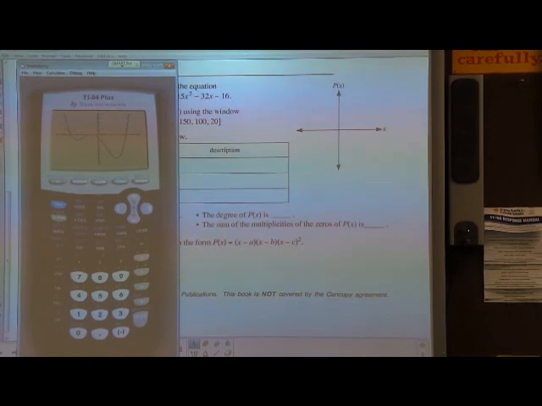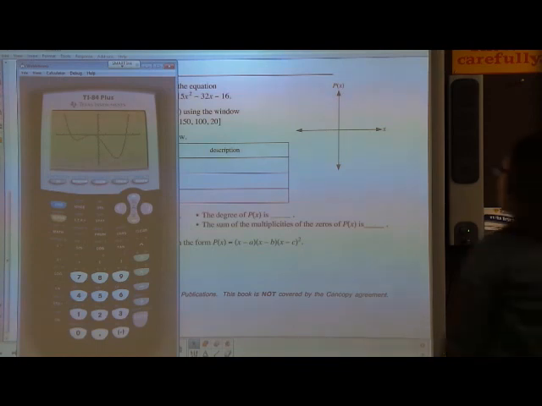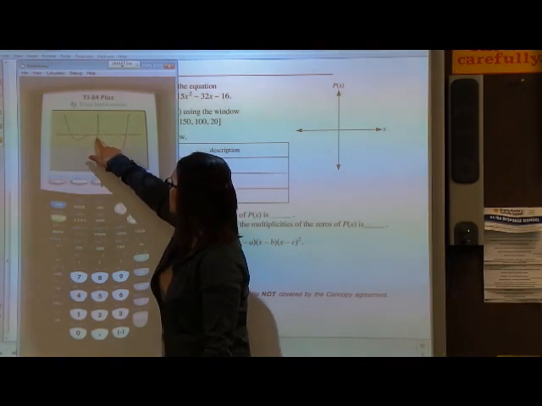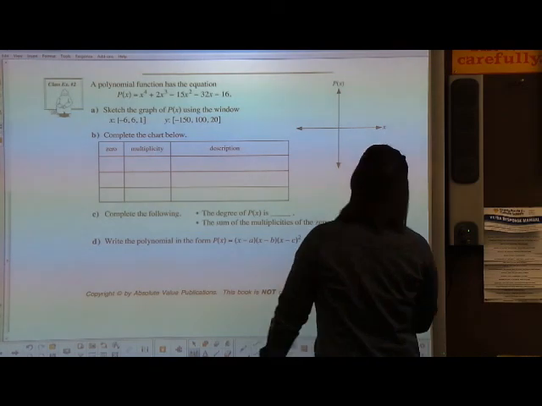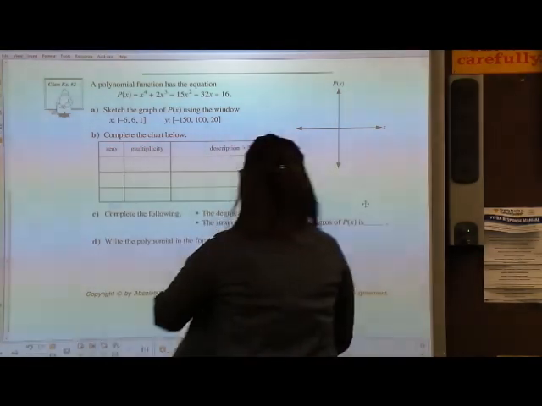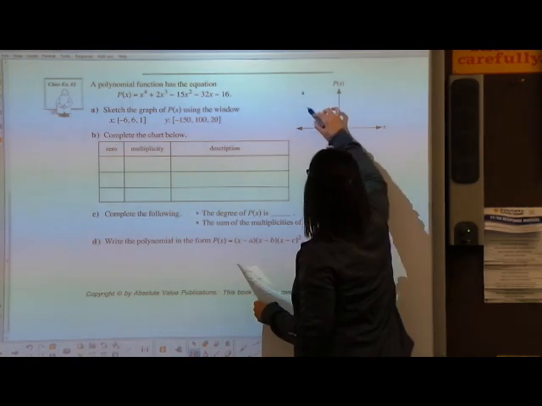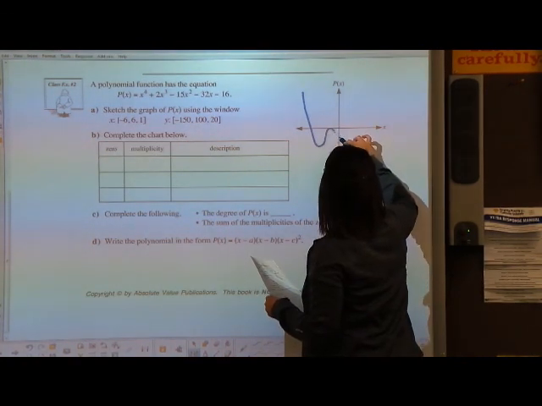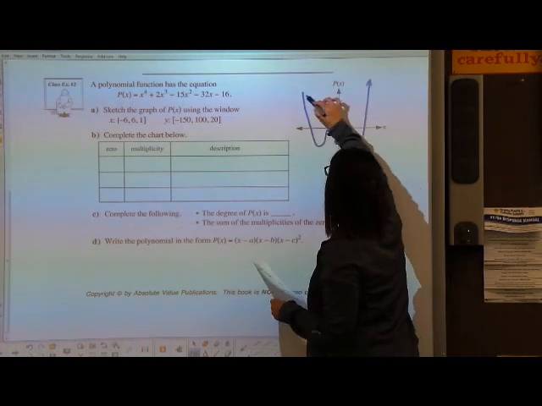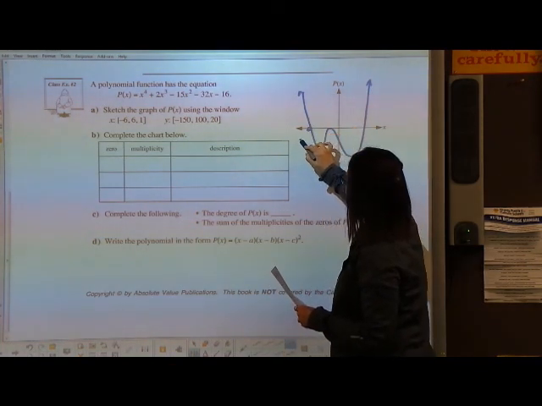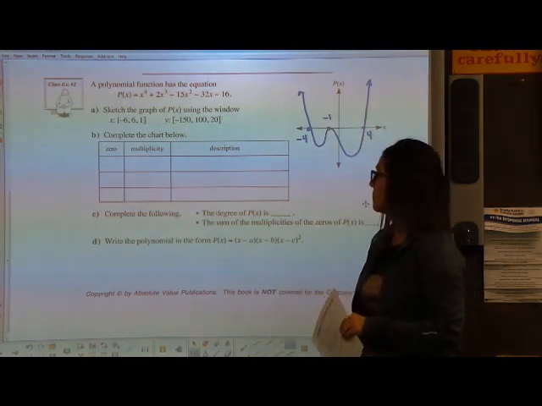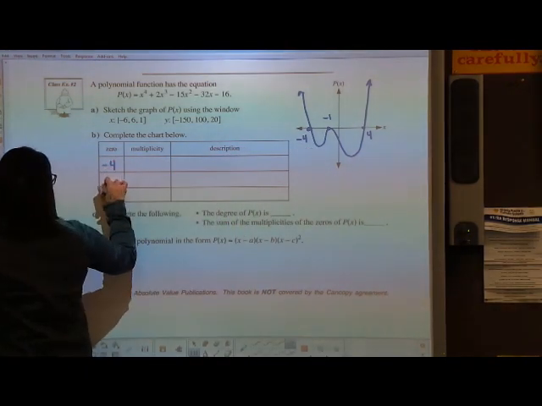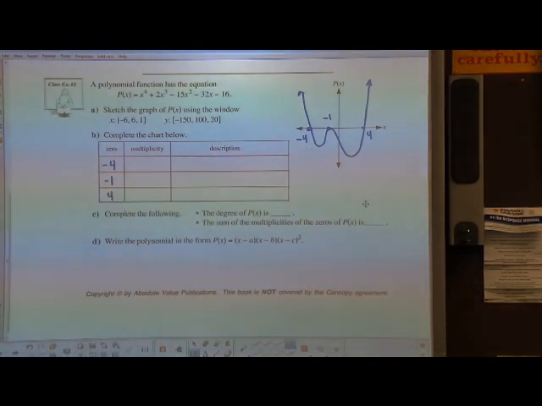So there's the graph of my function, and again, I can see that both arms are going up, and I can see that the y-intercept is below the x-axis in the negatives. So if I sketch this out, I get this picture that goes something like that. And we identified our zeros as being at -4, -1, and +4.